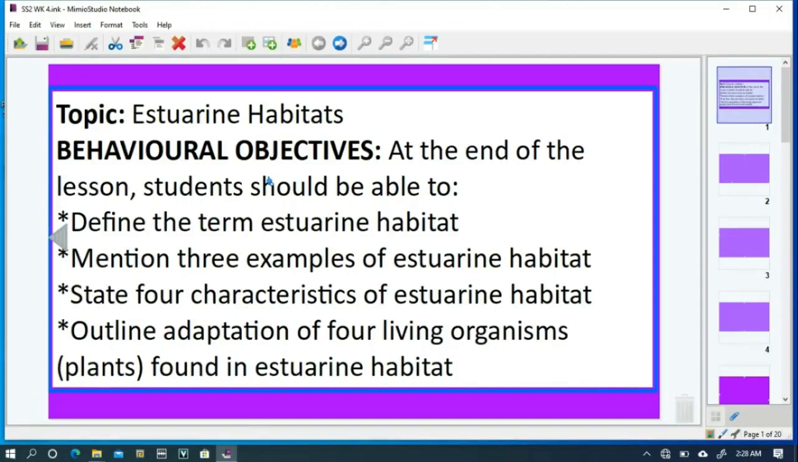Biology, SS1. Today's topic is Estuarine Habitat. At the end of the lesson, you should be able to define the term estuarine habitat, mention 3 examples of estuarine habitats, state 4 characteristics of estuarine habitats, and outline adaptation of 4 living organisms, basically plants found in estuarine habitats.